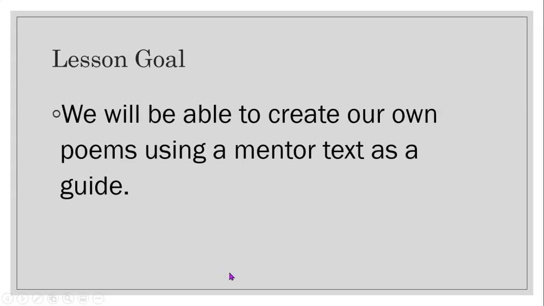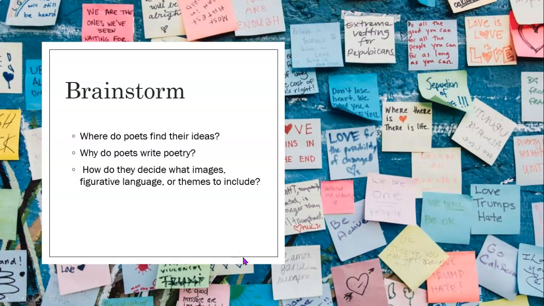So our lesson goal is we will be able to create our own poems using a mentor text, that means an example poem, as a guide. Before we get too much into the poetry, let's brainstorm. Where do poets find their ideas? How do poets write poetry? How do they decide what images or what figurative language or what themes they need to include?